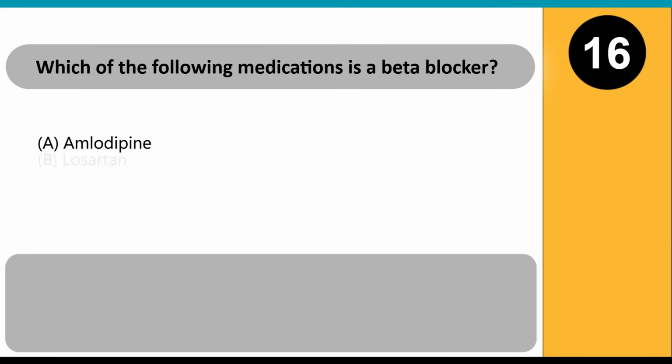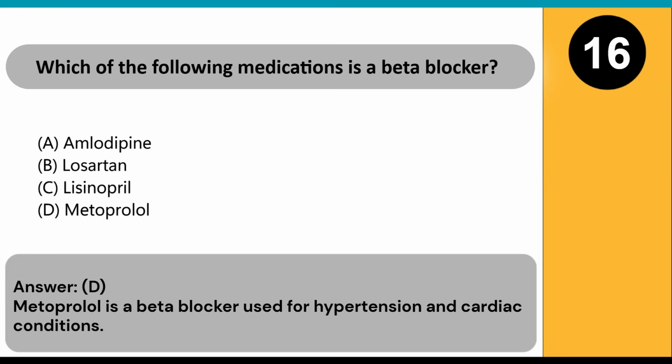Which of the following medications is a beta blocker? A. Amlodipine. B. Losartan. C. Lisinopril. D. Metoprolol. Answer: D. Metoprolol is a beta blocker used for hypertension and cardiac conditions.